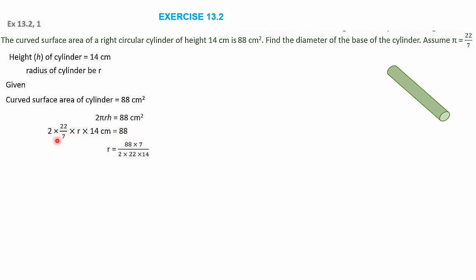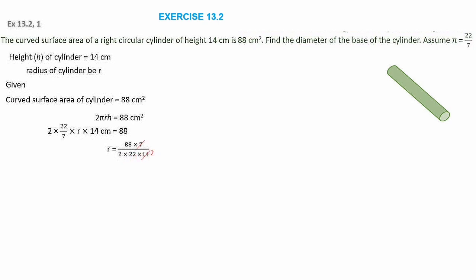So here denominator 7 is there. So 88 into 7, it will come on the right side. And here whatever is there in the numerator except r will come to the denominator on the right side. So here 2 is there, 22 is there, 14 is there. So this will come to the right side as a denominator: 2 into 22 into 14.